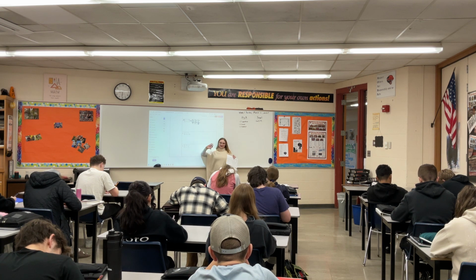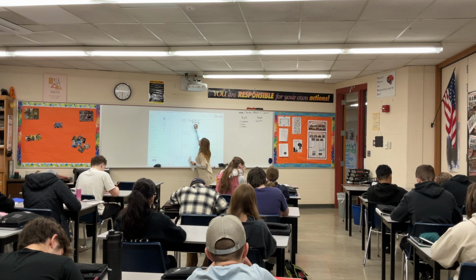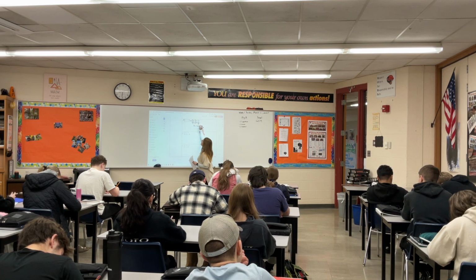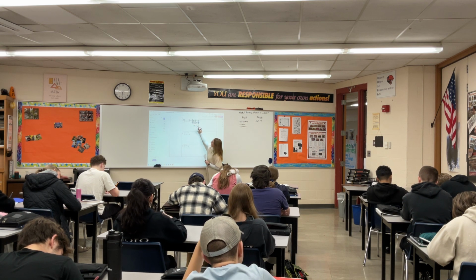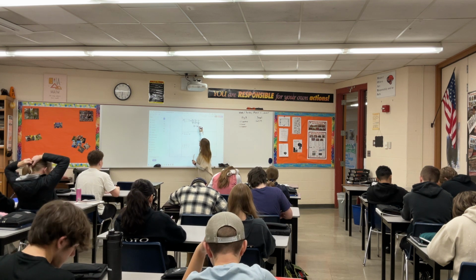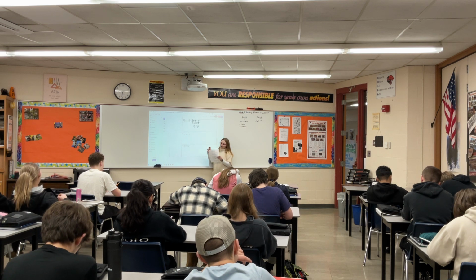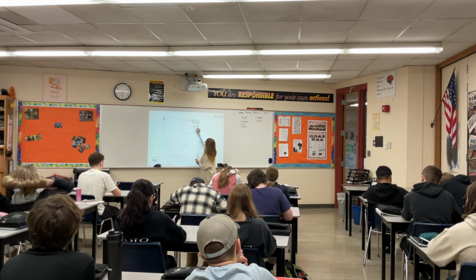Alright, I apologize. Is everyone still with me? Yeah. Cool. So that gives us 17x equals 68. I still have to get x by itself, so I'm going to divide each side by 17. When I do that, that gives me x equals 4.